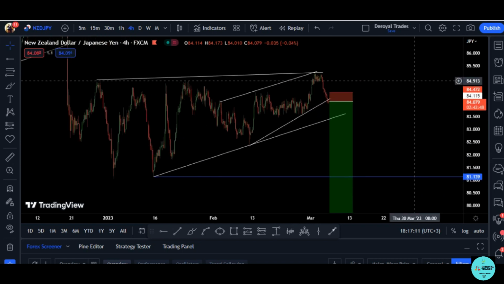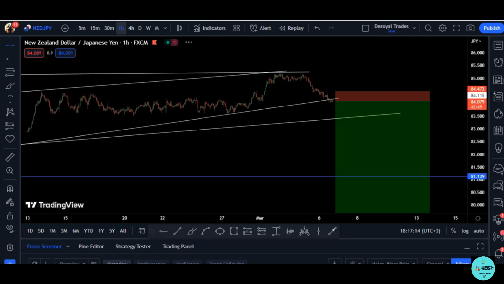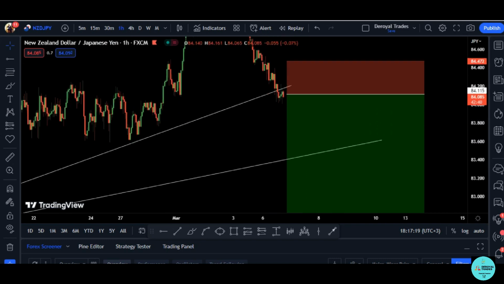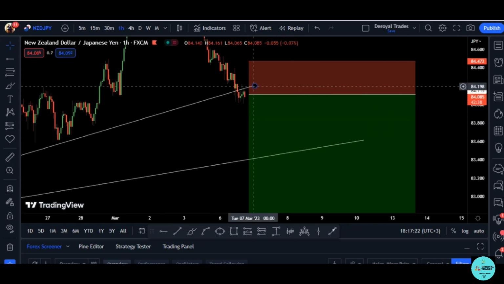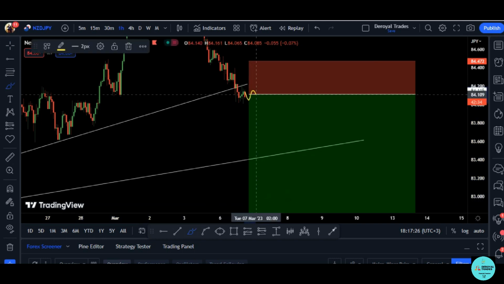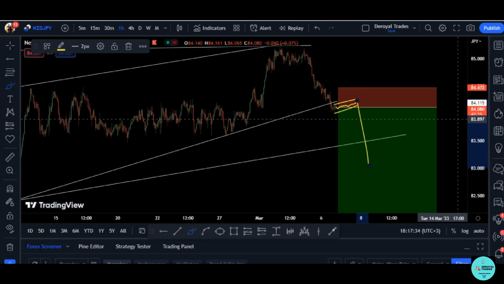Yes, guys, even on the 1 hour time frame, the only thing we can take is that it can make a correction below this trend line. So if the correction happens here, then we are waiting for another impulse.